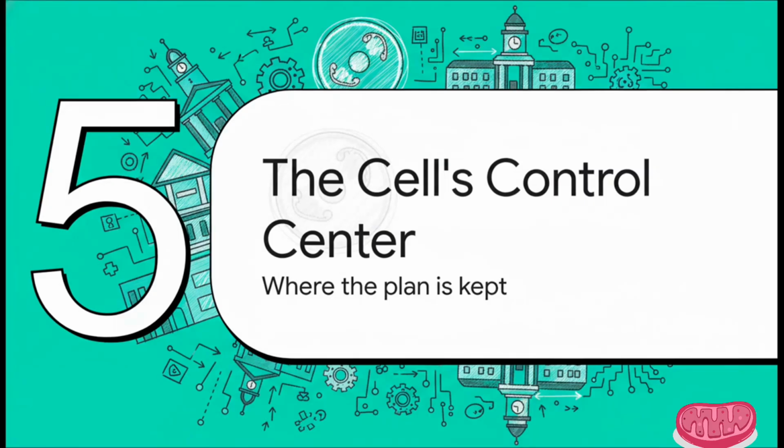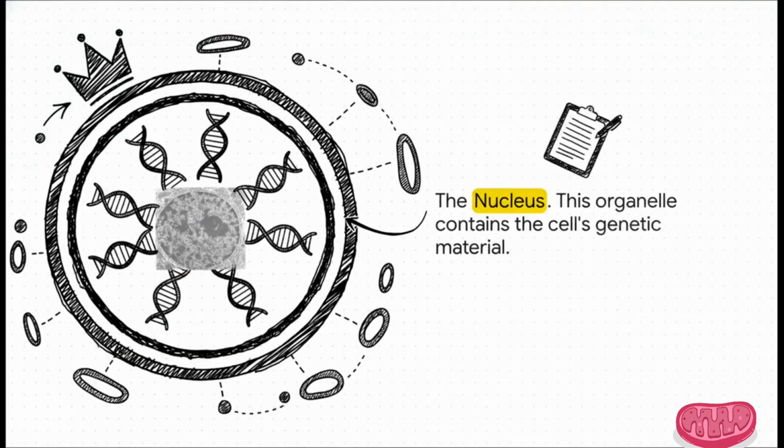Okay, but with all this going on, someone has to be in charge, right? All these different parts need directions, a master plan to follow. And that brings us to the most critical stop on our tour, City Hall, the command center, the nucleus. This little organelle was first spotted way back in 1831 by Robert Brown. It's got a double membrane, and its whole job, its one vital purpose, is to protect and manage the cell's most precious cargo, the genetic blueprint, the DNA. It is, without a doubt, the director of the whole show.